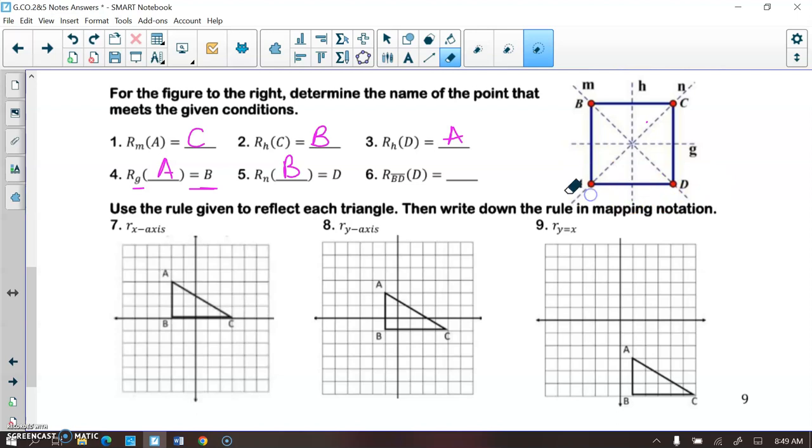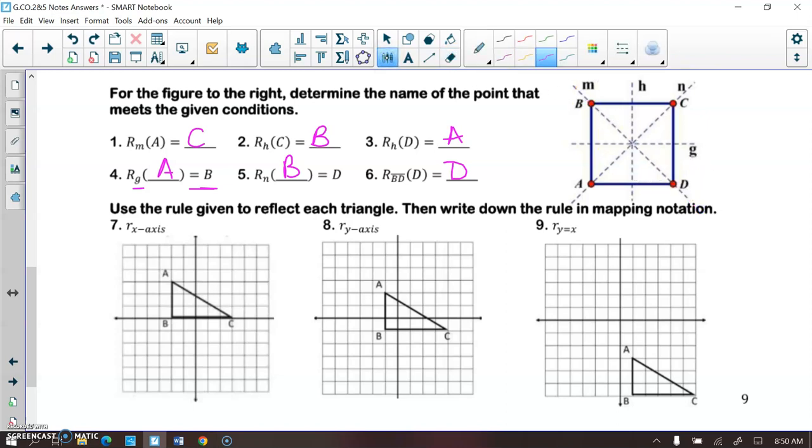And then lastly, point D, I am reflecting over segment BD, which D lies on top of. What that would mean is that point D is going to stay on that line of reflection, so D would map to itself there.